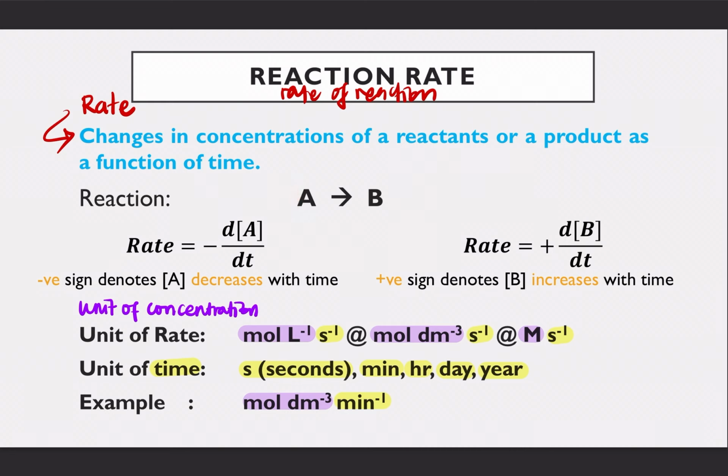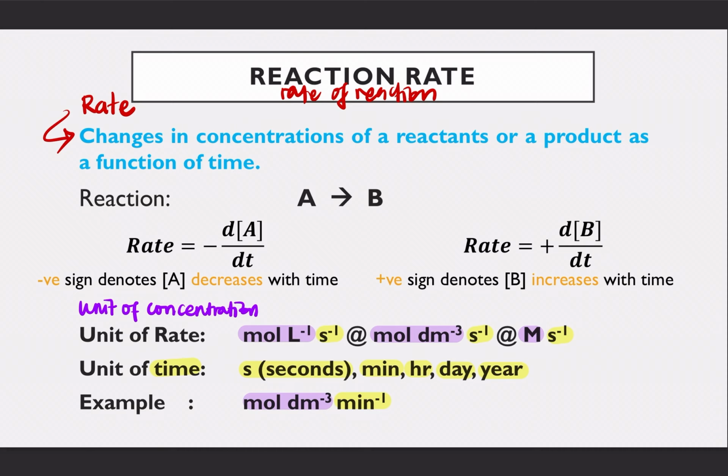So when you write the rate punya equation, you can see that the concentration of A will decrease in time. That is denoted by the negative sign. So here you write rate equals to negative change in concentration of A over time. So basically the concentration of A decreases with time, while your product increases, so you will have a positive at the front.